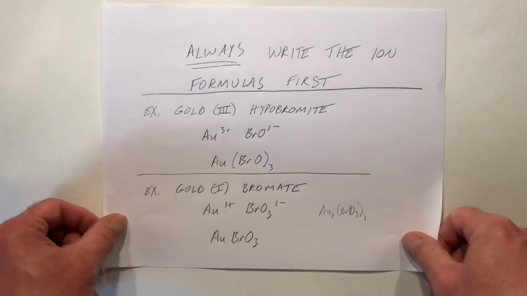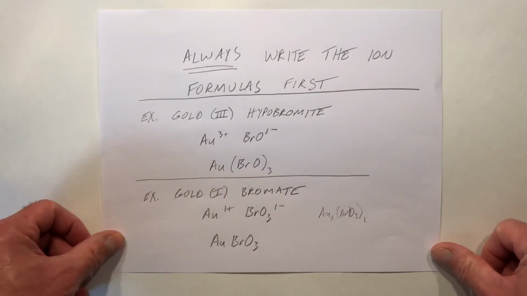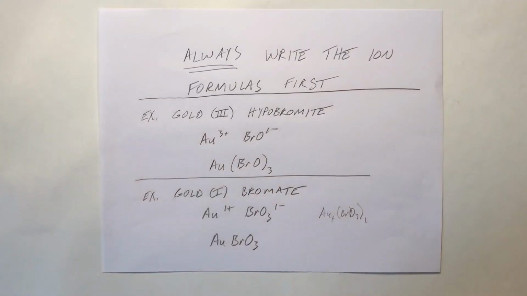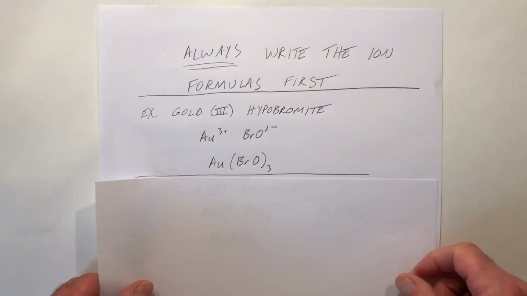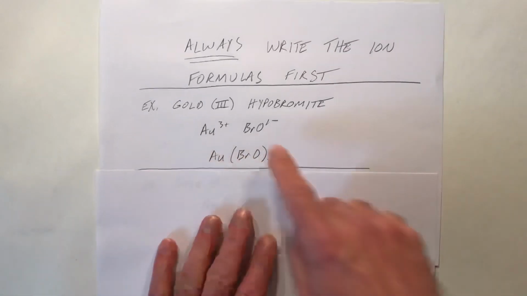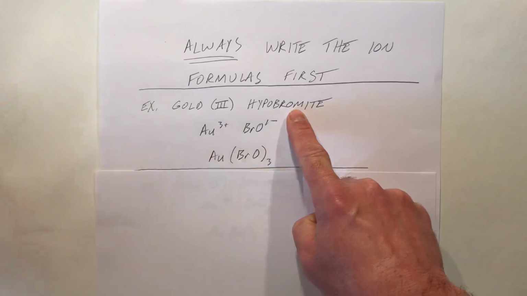It's always important that you write down the ion formulas first. Don't just assume that you can remember the ions in your head and do all that crisscross and reducing in your head without having any ions to look at. Always write the ions down. Here's an example of where it can really be a little tricky. Let's consider gold 3 hypobromite.